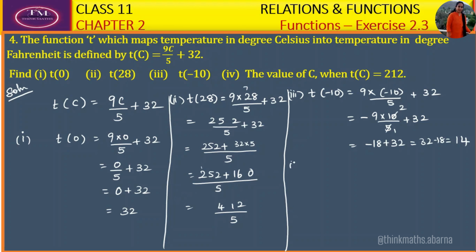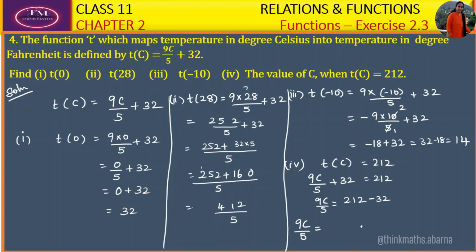Next, fourth one. Here in the fourth one, this is a little bit different. We have to find the value of C when T of C is equal to 212. They gave T of C is equal to 212. What is T of C? It is 9C divided by 5 plus 32 equal to 212. Now keep this 9C by 5 as such and take 32 to the right hand side. So 212 plus 32 will become minus 32. So 9C by 5 equal to 212 minus 32.